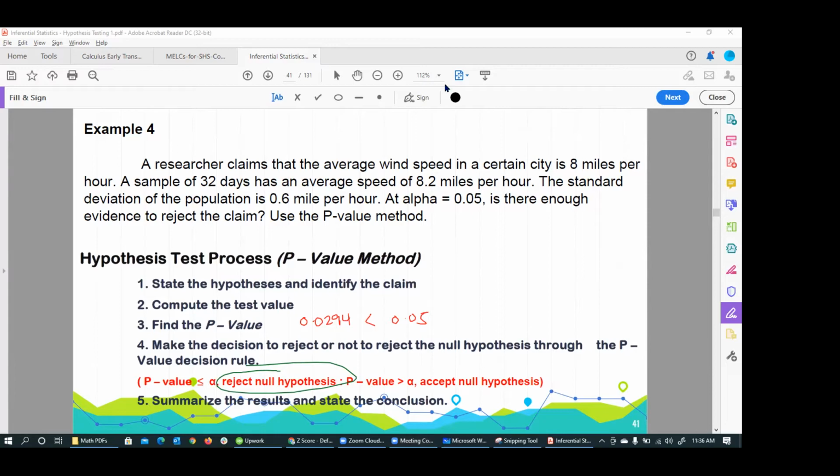Write your own statements or conclusion that would have the same meaning. We're still rejecting the null hypothesis. There are a lot of ways to write it. In my own words, I can say: in conclusion, we're able to infer that the average wind speed in a city is not equal to 8 miles per hour, based on our hypothesis testing.